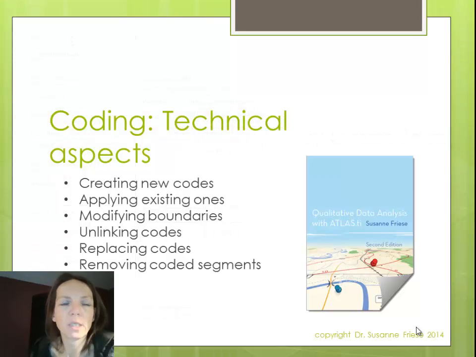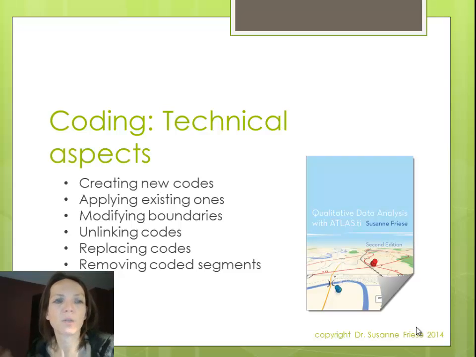Welcome back to this tutorial on the technical aspects of coding. You see there are a number of things that you need to know. I mean, these are all mouse clicks: how to create new codes, applying existing ones, modifying boundaries, unlinking, replacing, removing, and so on. This is actually rather quickly explained, and you also learn it very quickly.